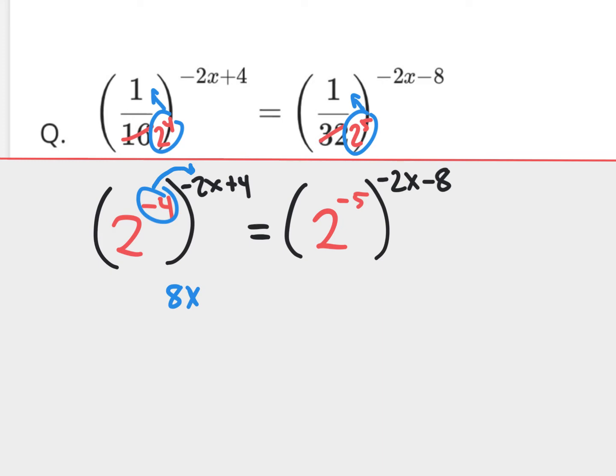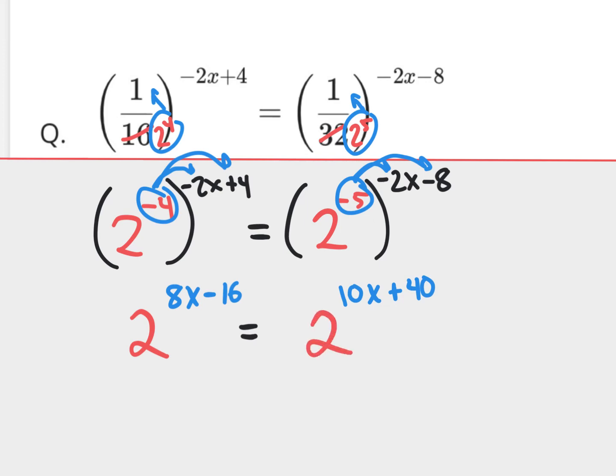And of course, this is going to be on the power of base 2. And then negative 4 times positive 4, that's negative 16. We do have an equal sign here. And let's distribute this power to the other power. Negative 5 times negative 2 is positive 10x. Negative 5 times negative 8 is positive 40. And of course, that is the power on the base 2.